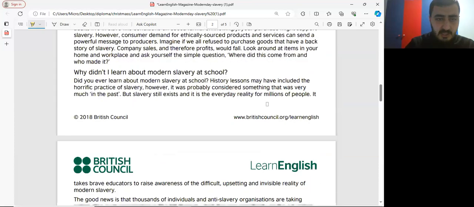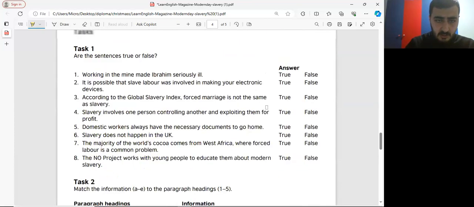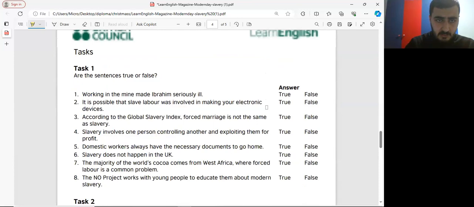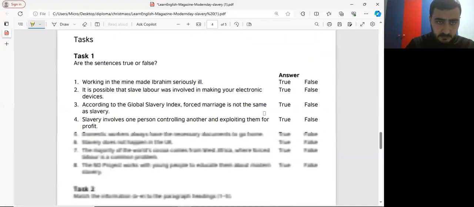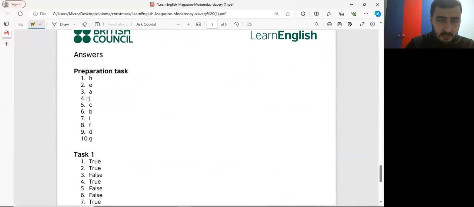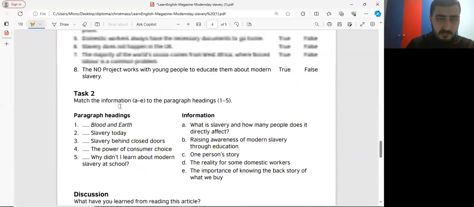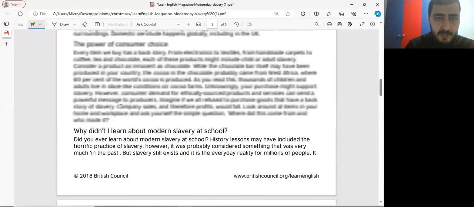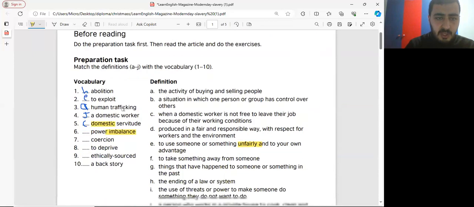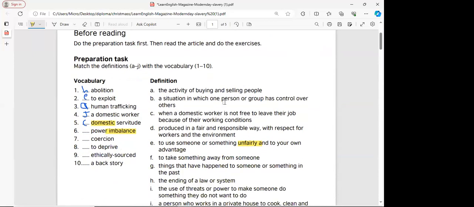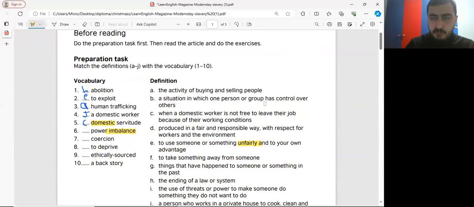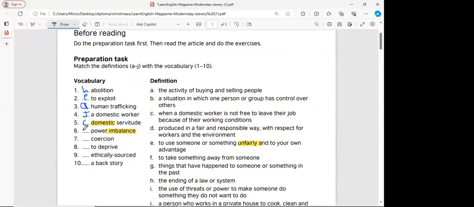Let's look at the answers quickly. Okay, so 4 is J. Yes, B. C. 6 is B. Okay, so yes, it's B. Power imbalance is the situation when a person or a group controls the others. B.